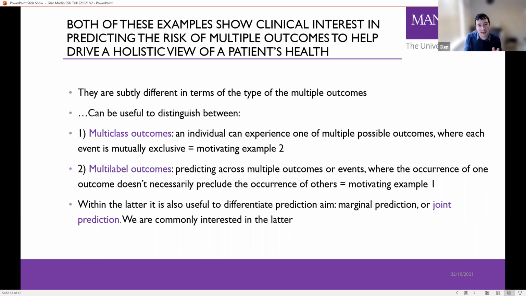That contrasts a little bit to a subtly different type of outcome, what I call multi-class outcome or polytomous outcome, where you might have different cancer stages, for example, or different types of tumor, wherein the multiple possible outcomes prevent some of the others from happening. Okay, so all of what I'm about to talk about is primarily focused on the first of those, the multi-label outcome.